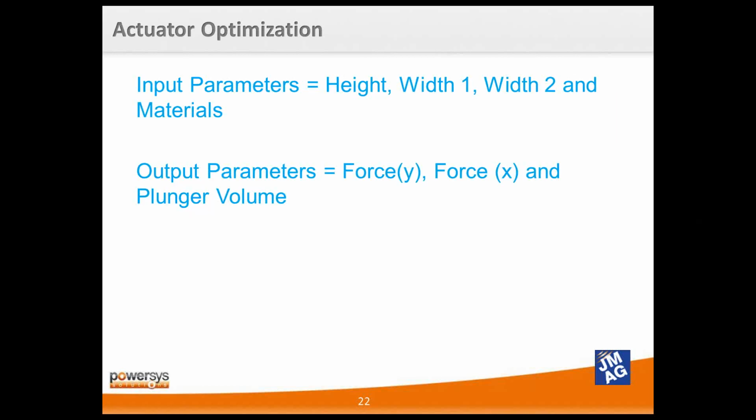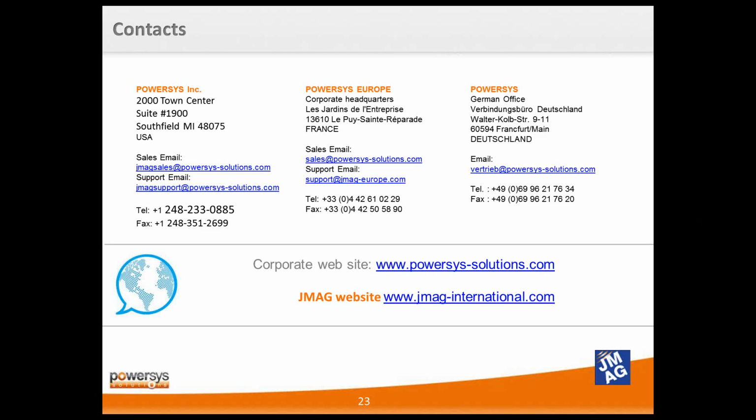So as a summary, in our solenoid actuator, we have our input parameters of height, width 1, width 2, and the materials, and their output parameters of the force Y, force X, and the plunger volume. So at this point, this concludes the introduction to JMAG and the initial models that we'd be using for the optimization. So I'll turn it over to Taylor, who will get into more detail on the actual physical optimizations.